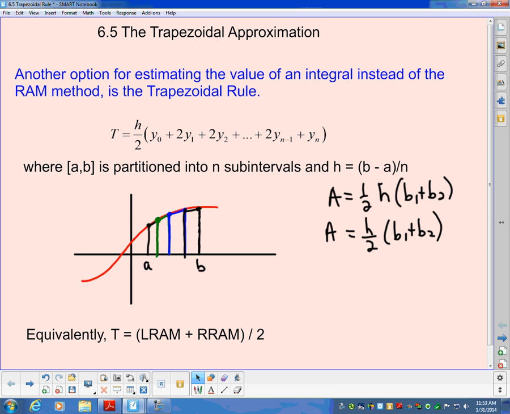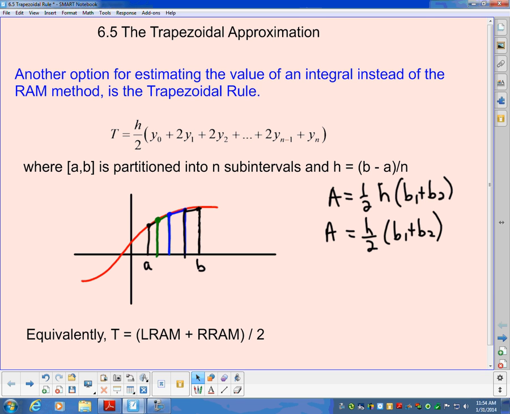And then I think I may have told you MRAM was the average of the other two. That's not true. But it is true that the trapezoidal rule is the average of LRAM and RRAM. Okay. MRAM is actually different. It would be the average if it were a linear function.